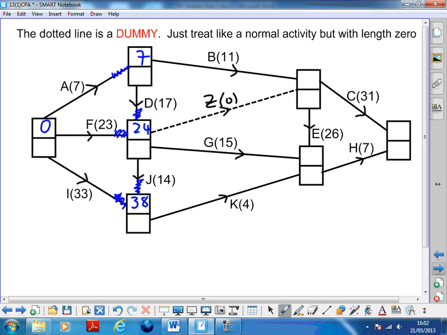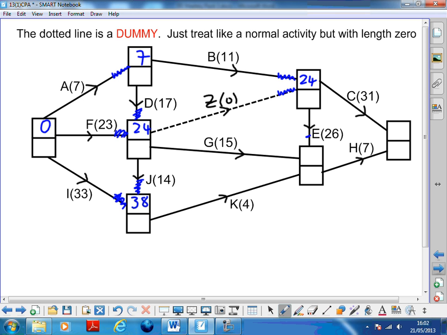Okay, we've got two things feeding in up here, including the dummy. So we've got 7 plus 11, which is 18. And we've also got 24 plus nothing, which is 24. And 24 is biggest, so that goes there.